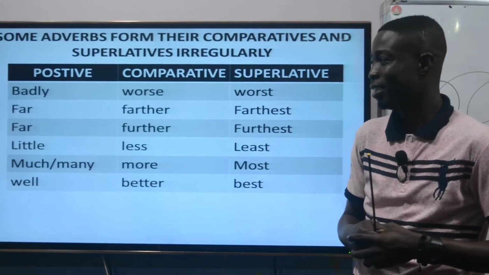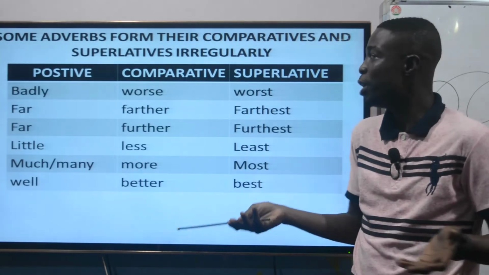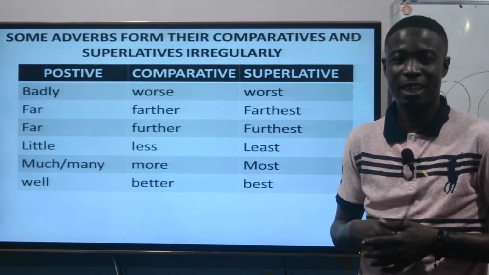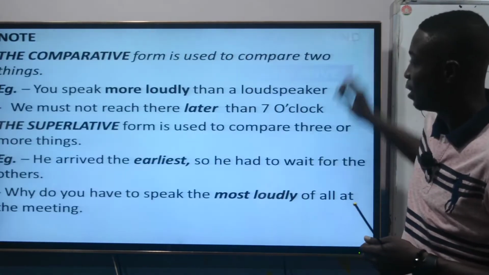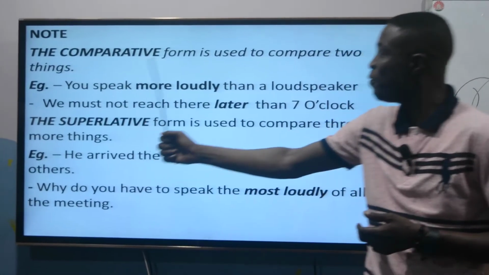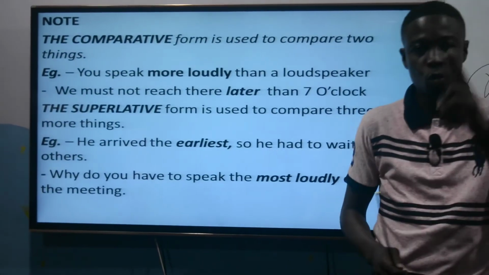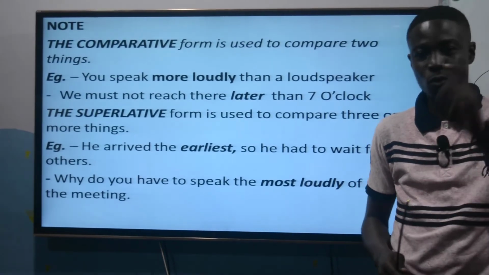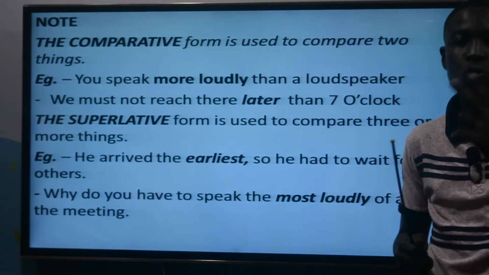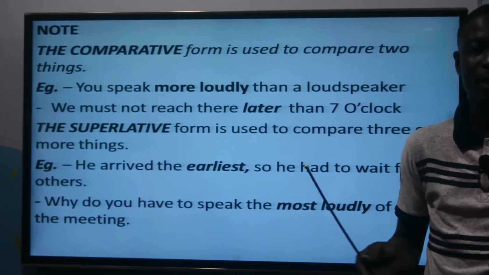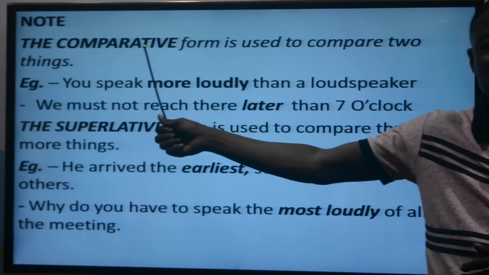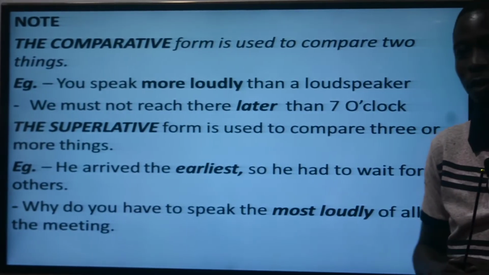All right. So with this, when do we use comparatives and when do we use superlatives? Let's check out on that one. Okay. So note, the comparative form is used to compare two things, just as we learned in adjectives. When we are comparing only two things, nothing more, nothing less, that is when we use the comparative form of the adverb.